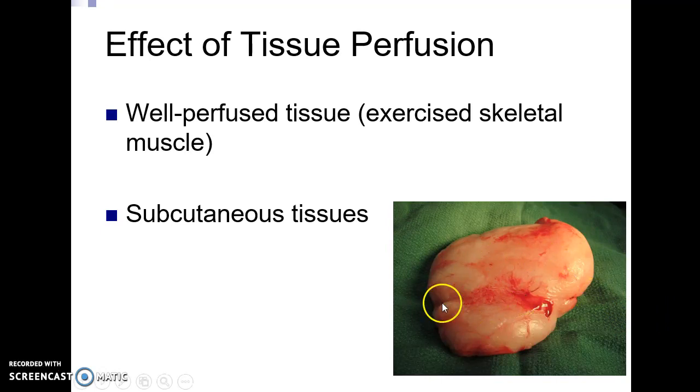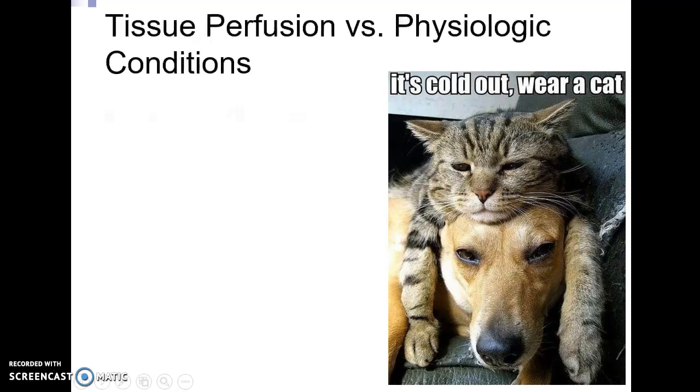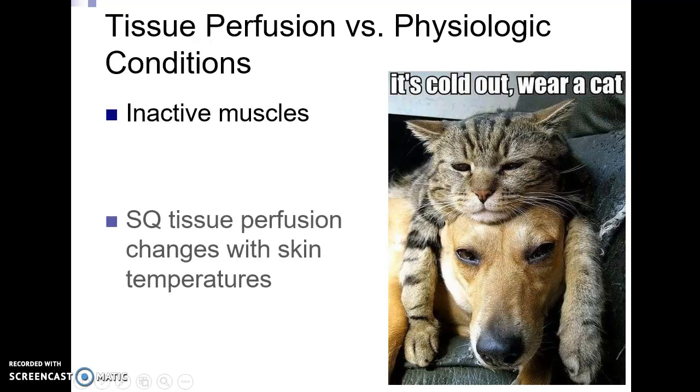Subcutaneous tissues like fat. This is a big blob of fat. It's probably a lipoma, a fat tumor that was removed. This is predominantly white as opposed to muscle. You can see little vessels in it, but it's not well perfused. So we do not want to inject drugs into fat. They will just stay there for too long. They don't get where they need to go. We always want to inject into active muscles as opposed to inactive muscles.